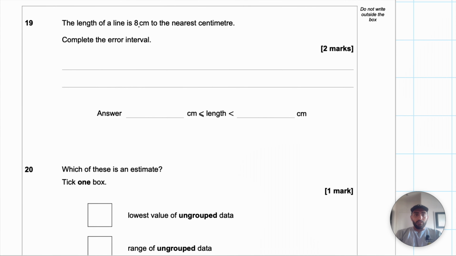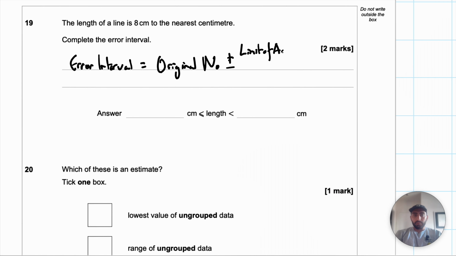Question 19, the length of a line is 8 centimeters to the nearest centimeter. Complete the error interval. So all we need to do here is find the error interval, and that is the original number plus and minus the limit of accuracy, and that's divided by 2.